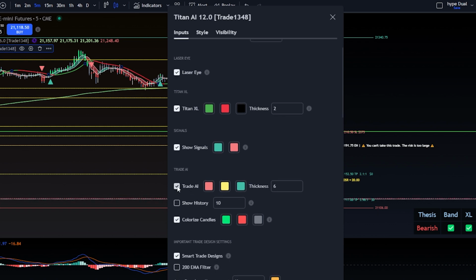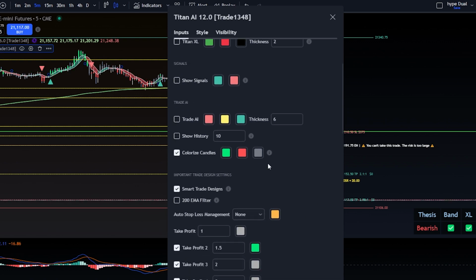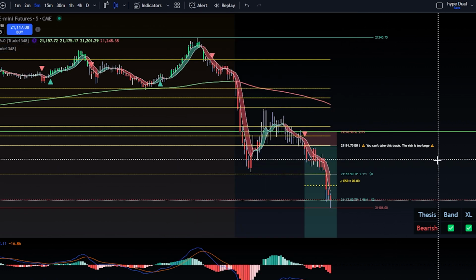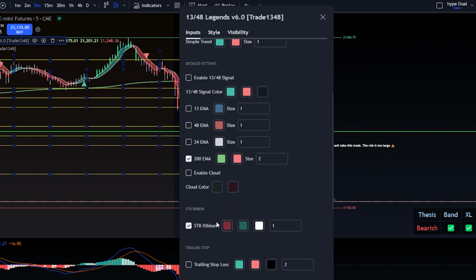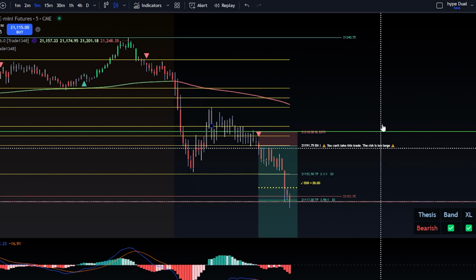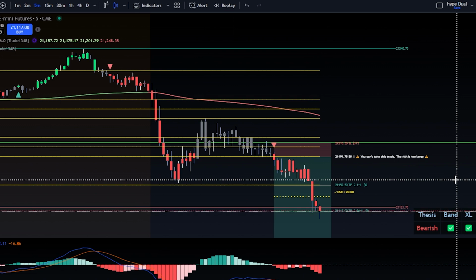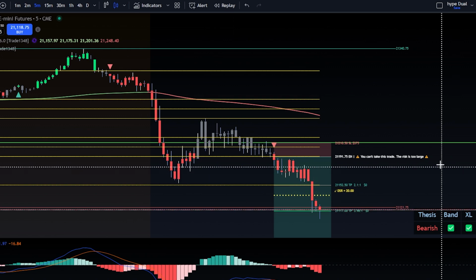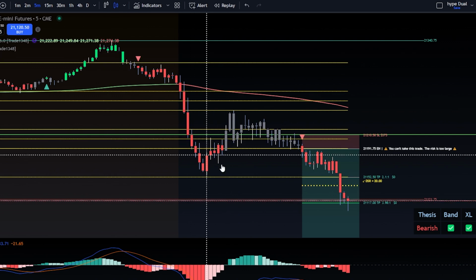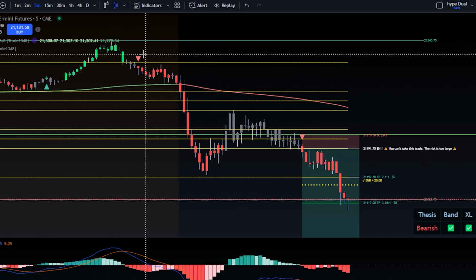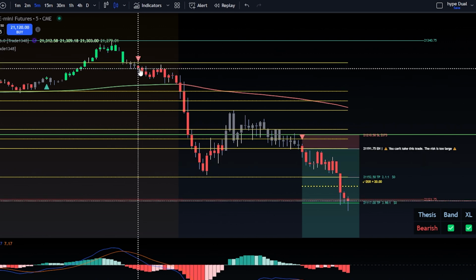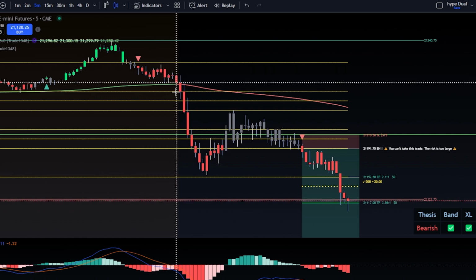So what I'm going to do is I'm going to disable a couple of features here and leave the colorized candles on. And we're going to take off the band. Let's take off the band here, guys, right? Also known as the STB ribbon. And what we're looking at is purely price. Now, what we've also done here is given the trader an opportunity to truly see what price is doing, a true measure of volatility. As you can see here, we have a trade design down accompanied with purely red candles.